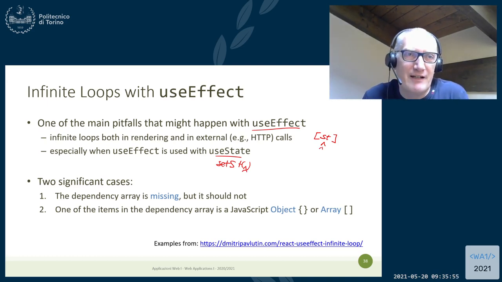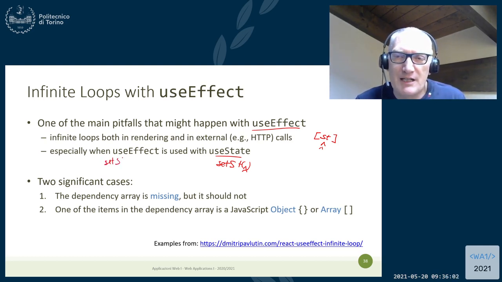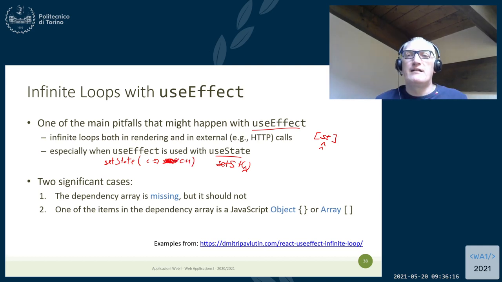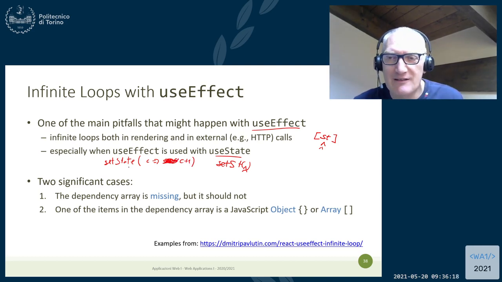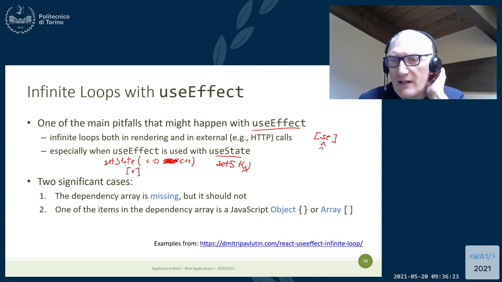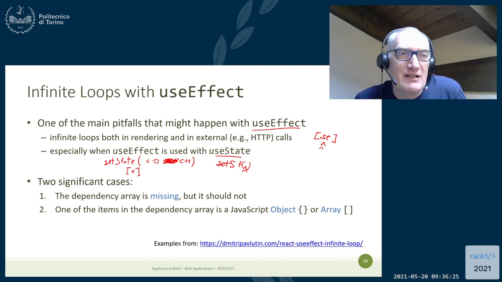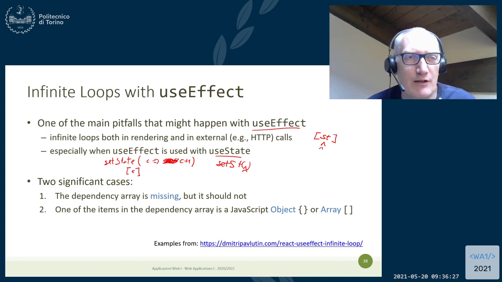Of course, this is a very visible case. When we are inside an effect and using a set state, for example for incrementing a variable, c++1, set state c++1, and the effect depends on c, on the state variable c, in this case it's obvious that we are looking for trouble.